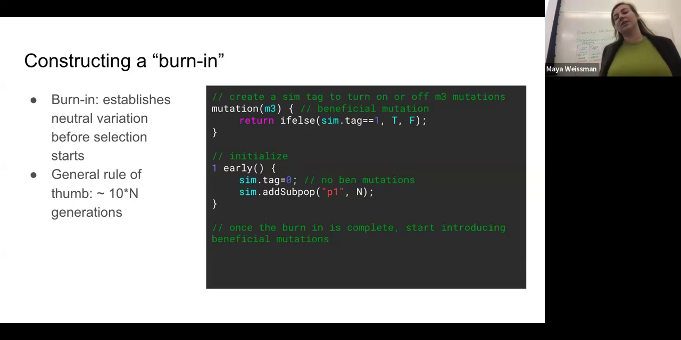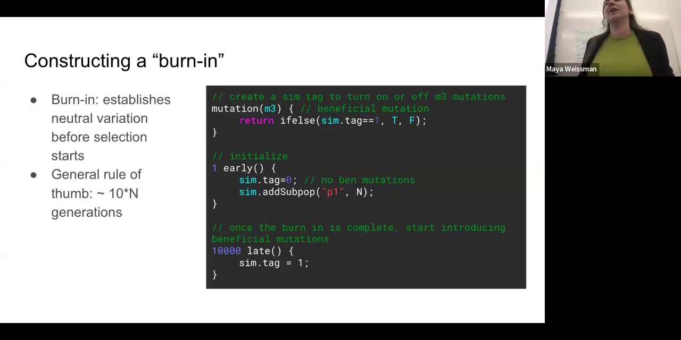And then once the burn-in is complete, so at 10 times n, so here I'm assuming n is 1,000, I guess, I set sim tag equal to 1, and bam, now you have beneficial mutations. You can use this sim tag format to keep track of a lot of things, but this is what I primarily use it for, these burn-ins.